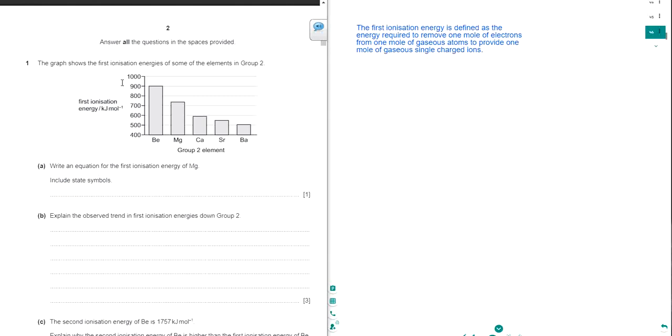Let's actually change our color here to black, smaller. Mg in the gaseous state will give us Mg plus in the gaseous state as well, plus an electron. So this is the equation for the first ionization energy of magnesium.